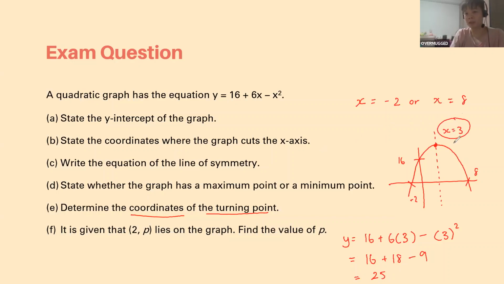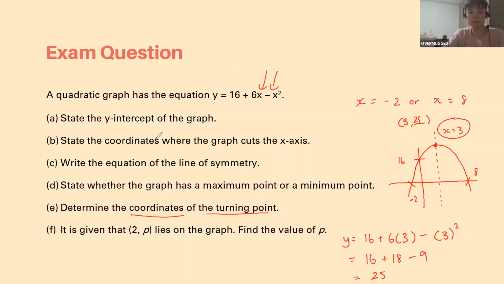I found that my line of symmetry is x equals 3. My turning point will always lie on the line of symmetry, right? So I substitute this x equals 3 inside over here. I can find my y coordinate. I know this is 3, but I don't know what this is. To find this, I substitute x equals 3, and then I found it is 25. Okay?